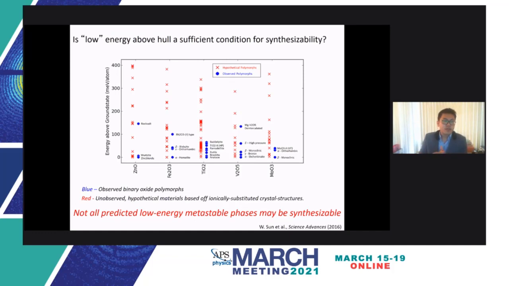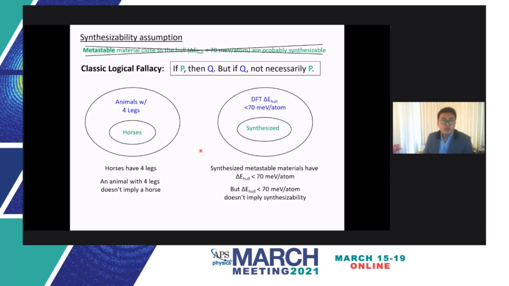I'm going to share a different perspective on top of that one that complements that idea about what metastable phases might be synthesizable. Just to talk about this assumption a little bit further, it's actually a classic logical fallacy: if P, then Q, but if Q, not necessarily P. Like, all horses have 4 legs, but not all animals with 4 legs are horses. All metastable materials that have been synthesized have an energy above the hull less than 70 meV per atom, but not every material with an energy above the hull less than 70 meV per atom can necessarily be synthesized. So what does imply synthesizability? And this is going to be the bulk of my talk today.